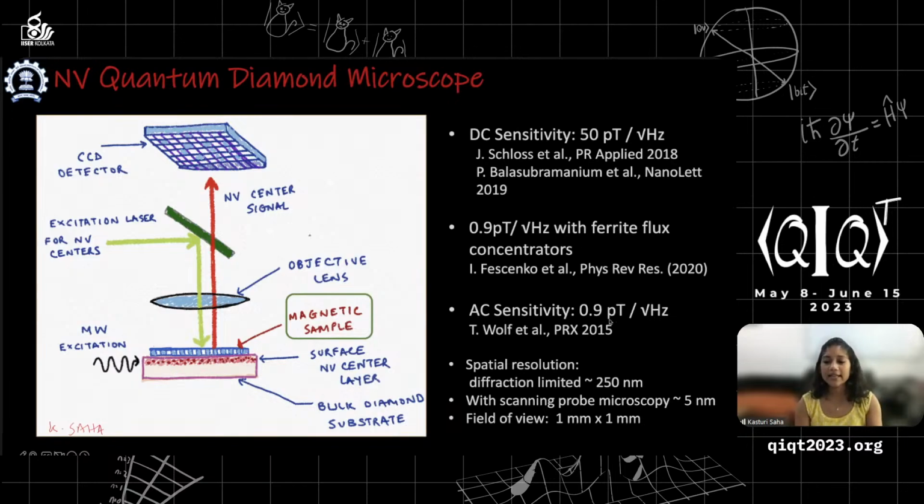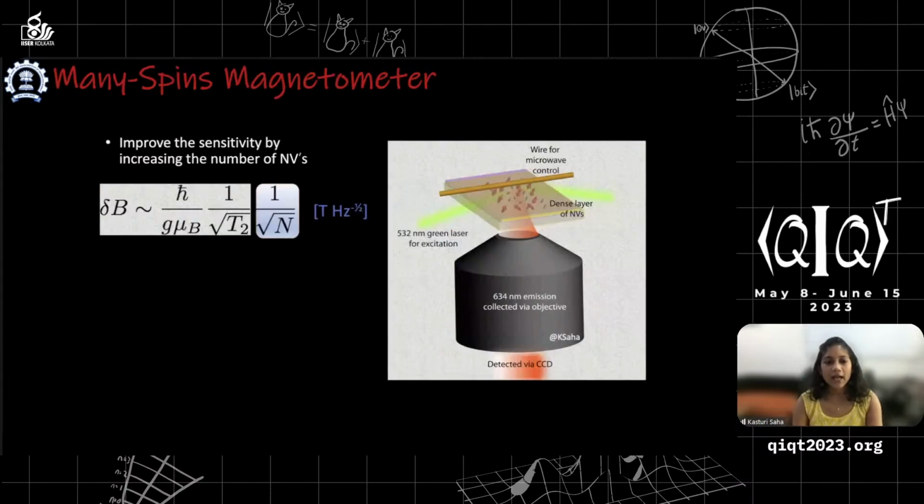And then you can see the AC sensitivity. NV centers can not only detect static magnetic fields, you can also detect dynamic magnetic fields. Then you have 250 nanometers of spatial resolution, because this is diffraction limited ultimately, because of the optics that we use. If you have a scanning probe magnetometer, then it is about 5 nanometers of spatial resolution. Field of view is very large because you can do a full wide-area illumination and collect the photons and image very large areas of magnetic field profile. So this is a very interesting application, and this is what we have been focusing on in developing a quantum sensor.